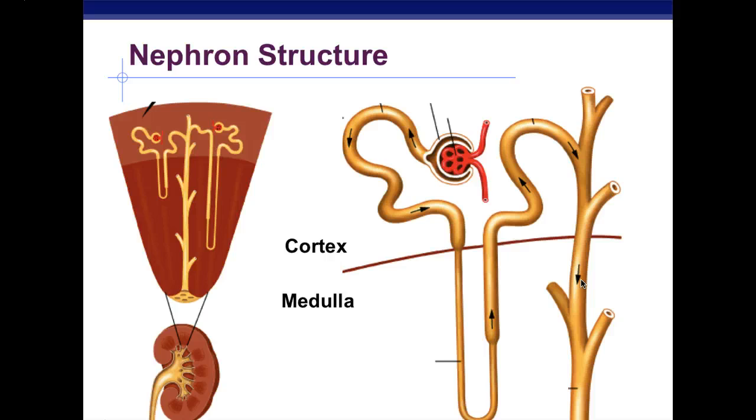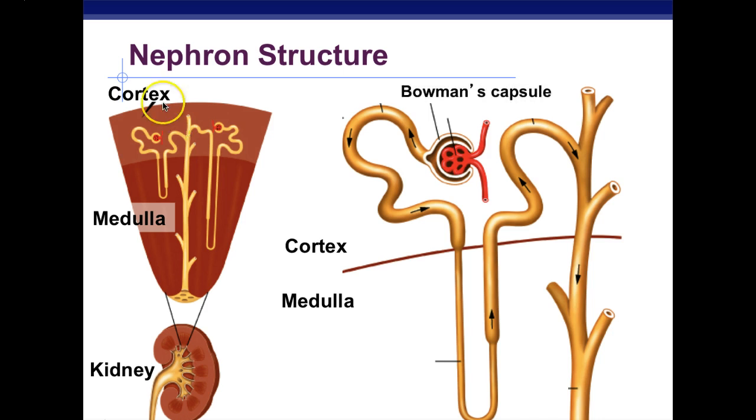So taking a look at the nephron structure. Here's the kidney. Zooming into the kidney, the middle part of the kidney is called the medulla, and the external part or the outer layer of the kidney is called the cortex. The medulla is very salty. This is where we're going to have a high sodium concentration, and the cortex is much lower in salt concentration. Here we have the Bowman's capsule. The Bowman's capsule is the start of the nephron. Within the Bowman's capsule we have the glomerulus, which is a cluster of blood capillaries.